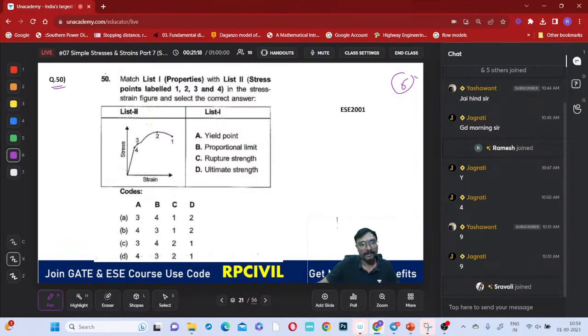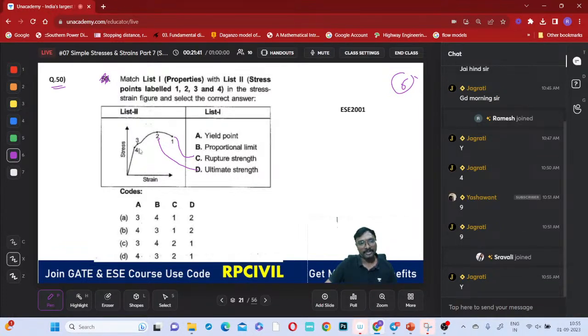Right. So match the properties of list one, right? The last point is your breaking point or rupture point, na everyone. So one is matching to this C, that rupture point. So ultimate strength, this 2 is matching to this D, na? And what is the fourth one? You can say proportionality limit, na? That 4 is proportionality limit. And this 3 is your yield point, right? Now tell me which one is matching.